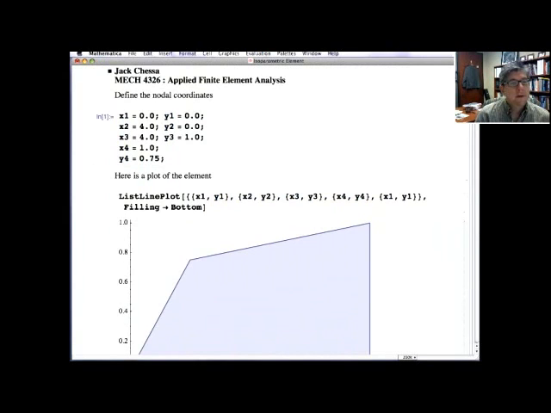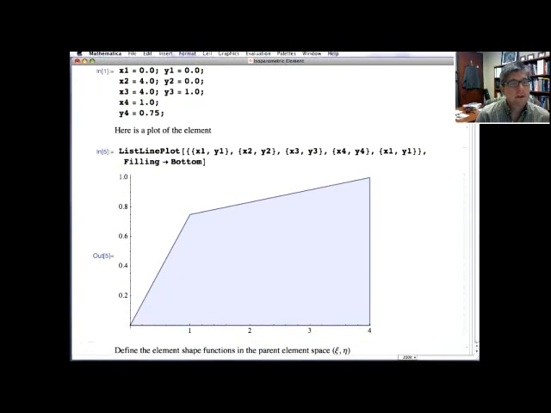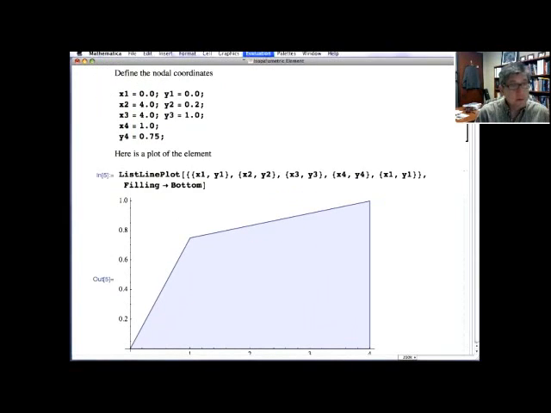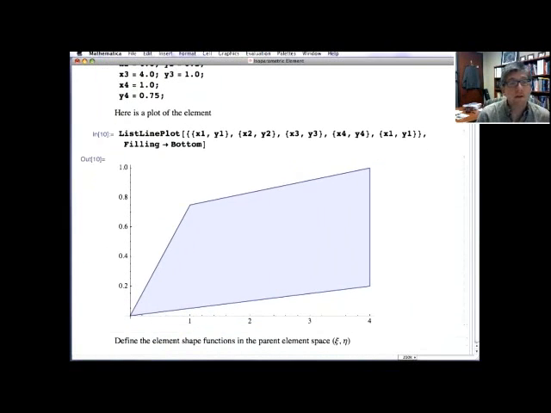and node 4. This line here just plots the shape of the element. So in fact, if you change the second node and maybe move it off the line a little bit, to 0.2, you can see that if we change the plot, the element plot changes.